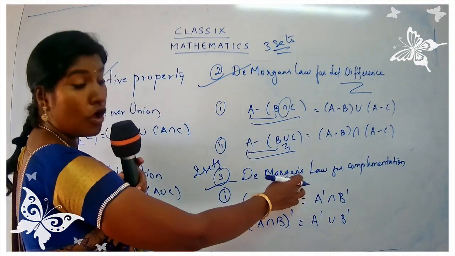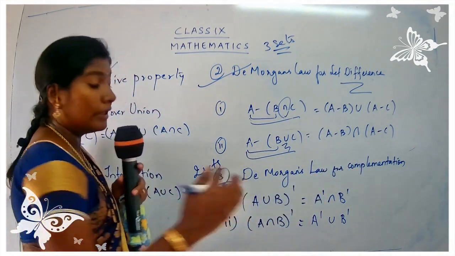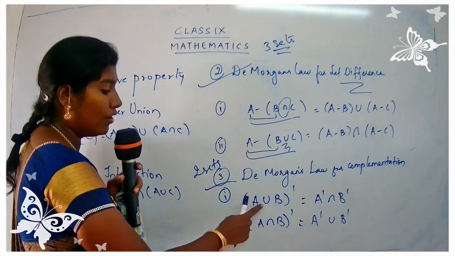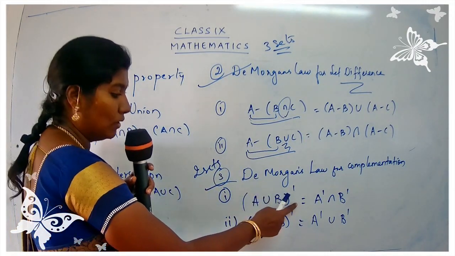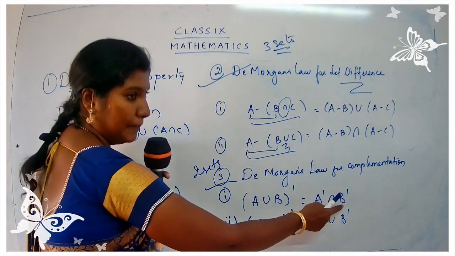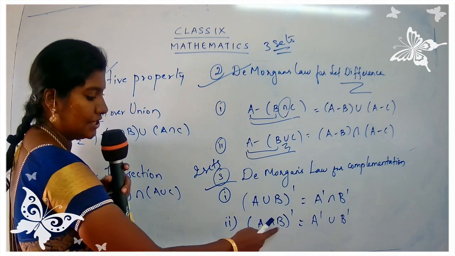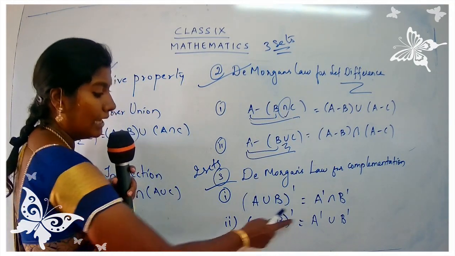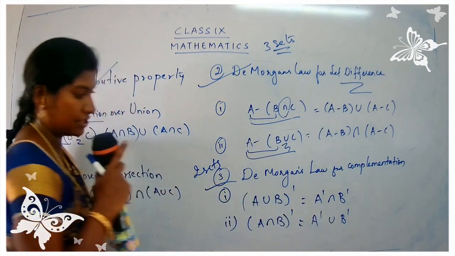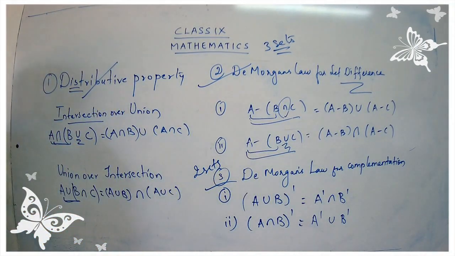De Morgan's law for complementation, you have to deal with two sets. So you get two cases. A union B the whole dash is equal to A dash, the union changes to intersection, B dash. A intersection B the whole dash is equal to A dash, the intersection will change to union, B dash. I hope you are clear children. So today we are going to use these properties and we are going to solve our sums. So let's start with our classwork. Take down your classwork children.